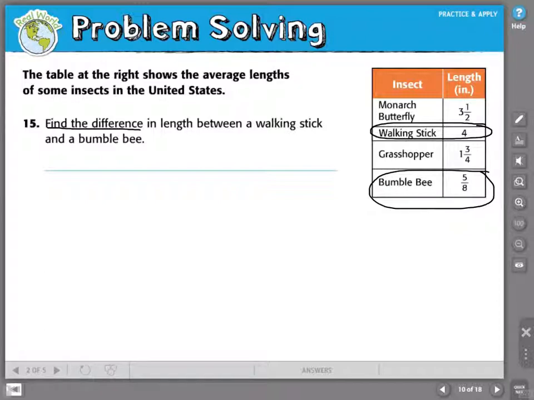I need to find the difference between a walking stick and a bumblebee. Well, that means my question will be 4 minus 5/8. Let's use our graphic organizer to figure this out. I've got 4 minus 5/8. My first step is to rewrite the fractions as equivalent fractions with common denominators. Well, how do I do that with a whole number?